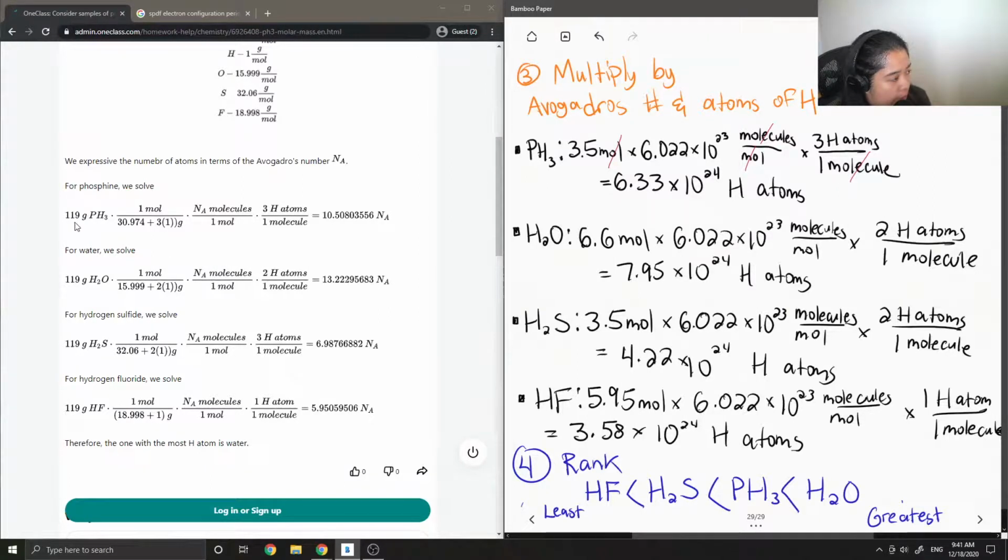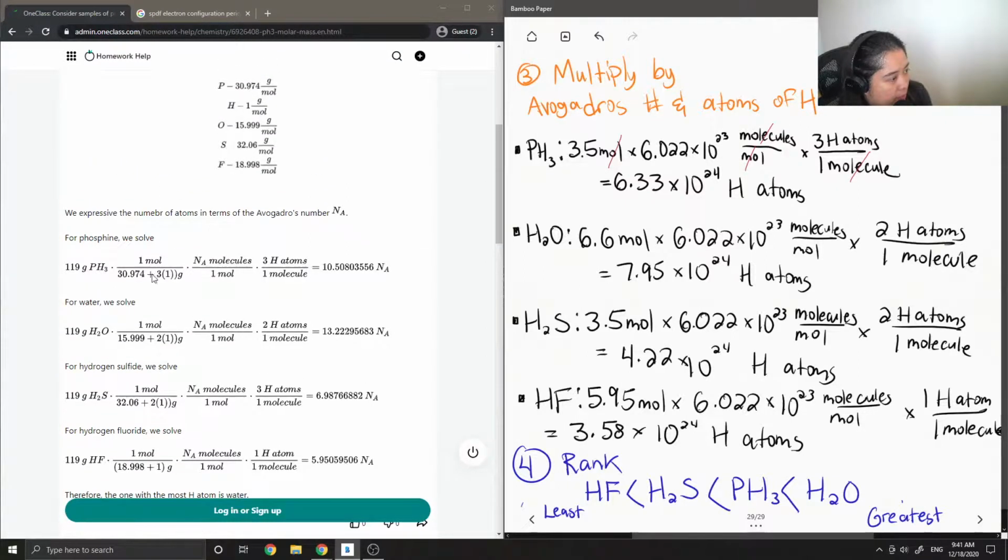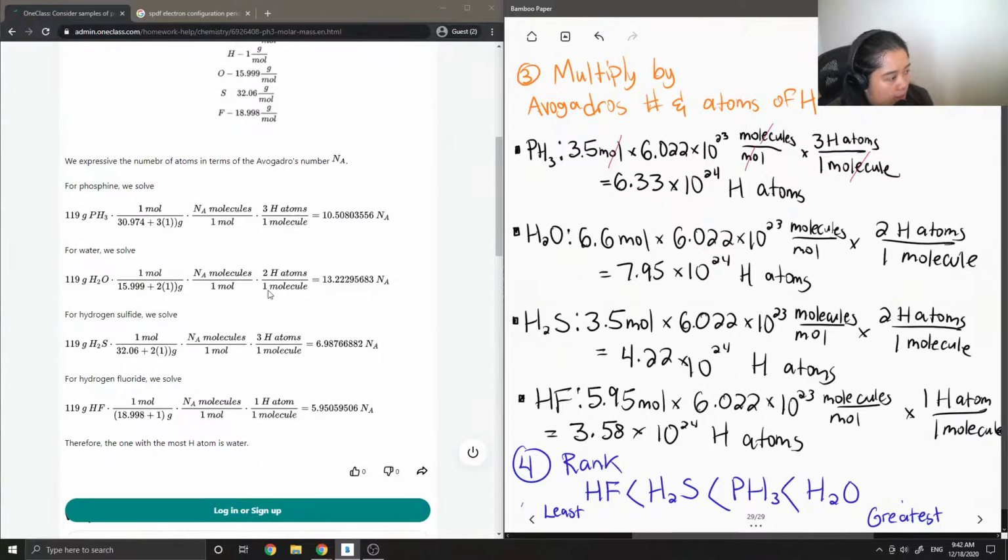Starting with 119 grams of phosphine, they divided by its molar mass, which was 30.97 plus 3. And then they showed how you would convert to molecules, and how the molecules will cancel out if you multiplied by atoms. Okay, so they got 10.5. If we were to multiply this 10.508 by the 6.02 times 10 to the 23, then you would get the 6.33 times 10 to the 24. But this is still correct.